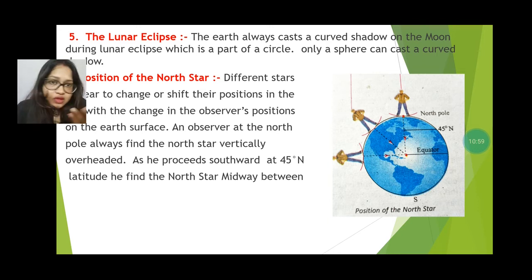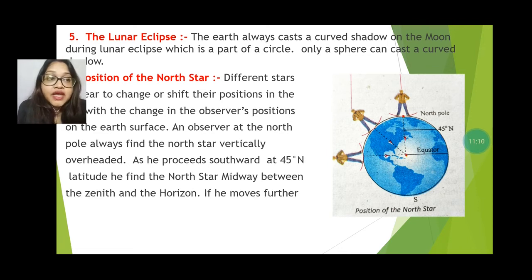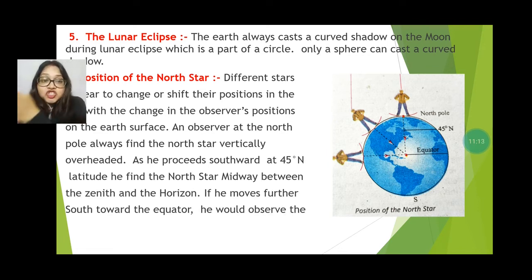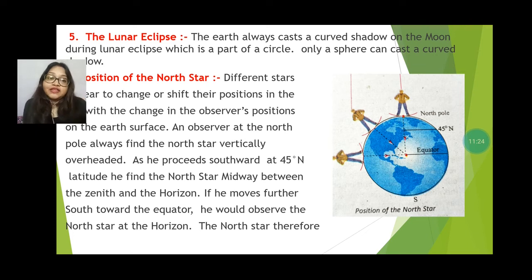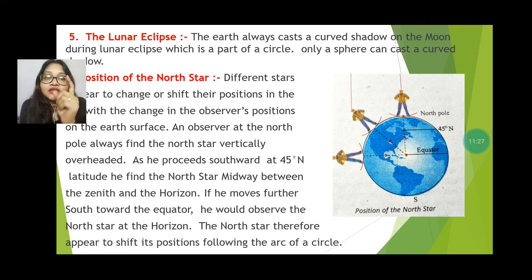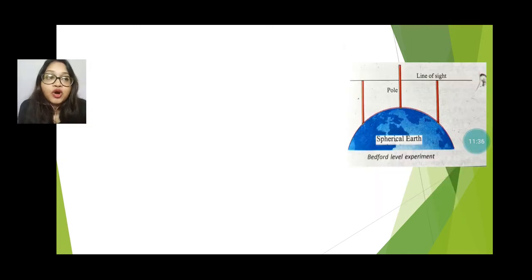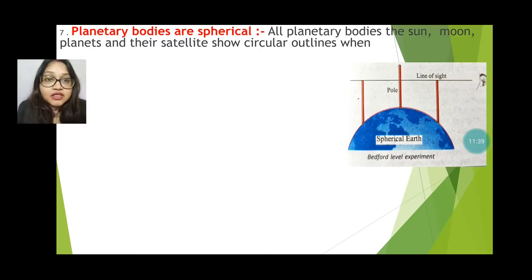Okay, if that observer proceeds toward the south to 45 degrees latitude, he finds the North Star midway between the zenith and the horizon. If we move further south towards the equator, he would observe the North Star at the horizon. So the North Star appears to shift its position following the arc of a circle. So it is also a most important proof for the earth's shape.